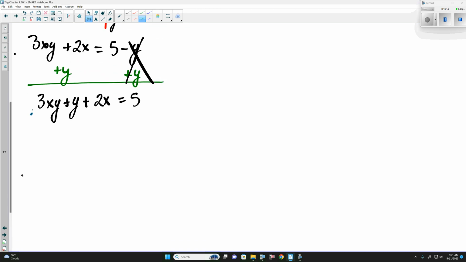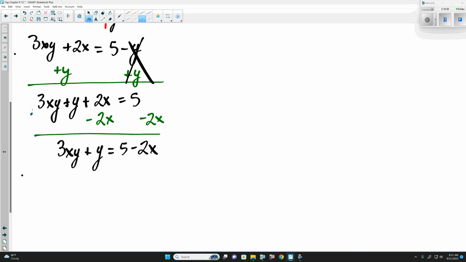And again, we need the y's by themselves. So what I'm going to do next is subtract the 2x. I need the 2x on the other side, because the goal, 5 minus 2x, is to have all the y terms, any term that has a y variable on one side, and any term that doesn't on the other.